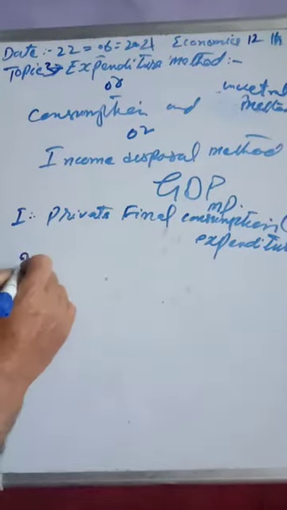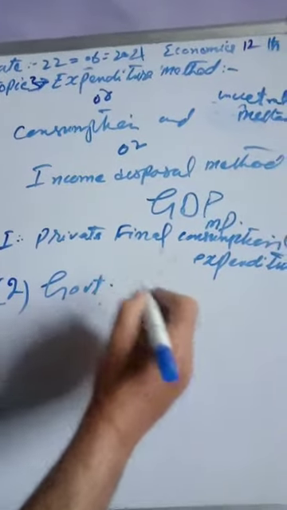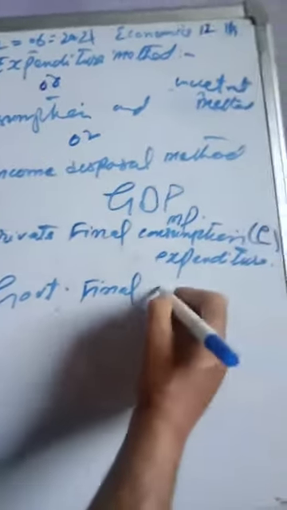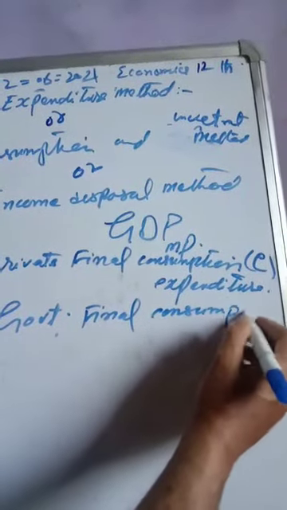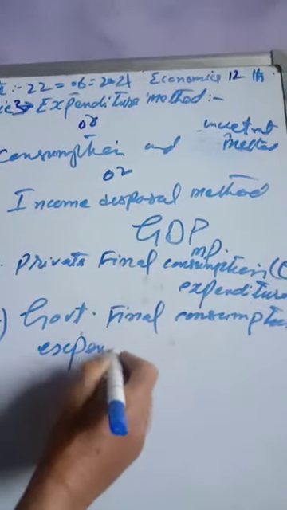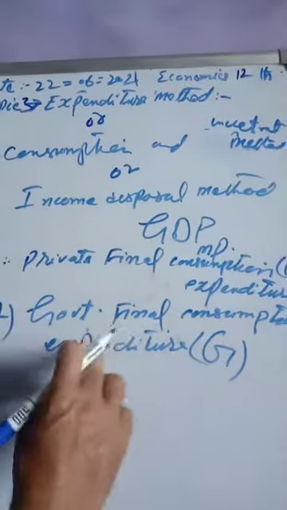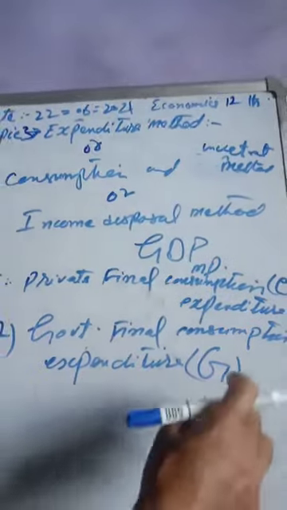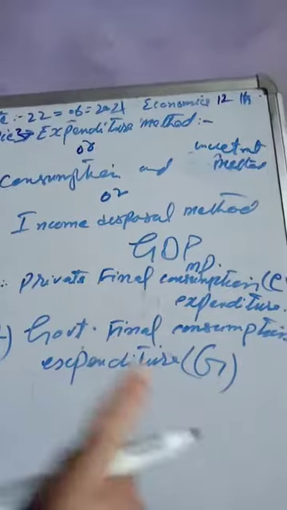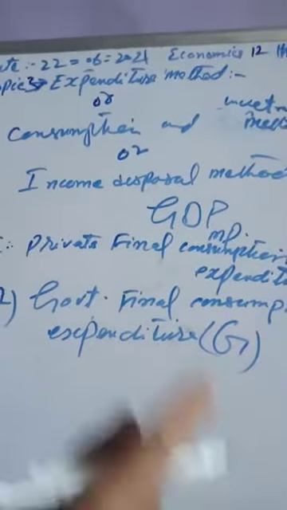And number 2 is government final consumption expenditure, that is denoted by G. It refers to the expenditure on final goods and services by the government, like expenditure on the purchase of goods for consumption by the defense personnel.